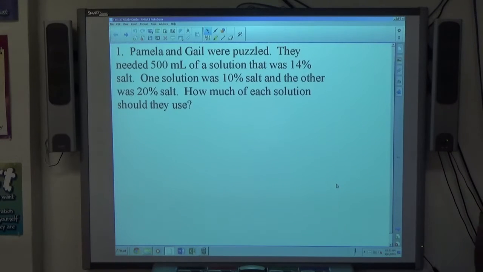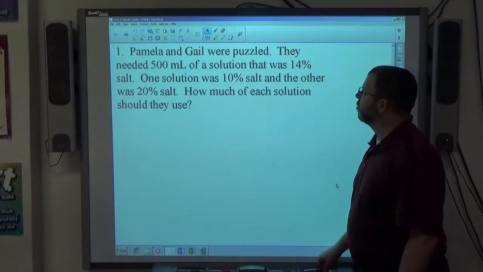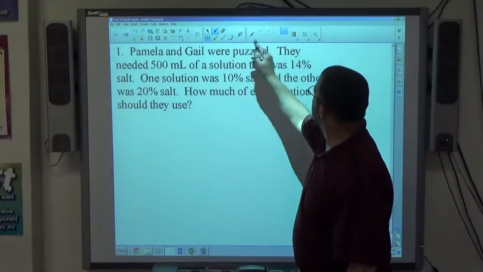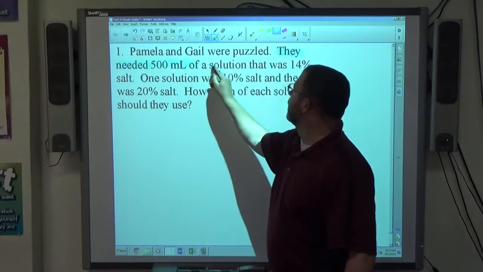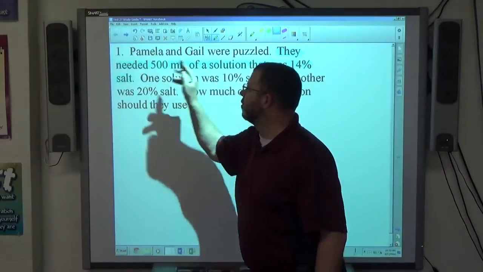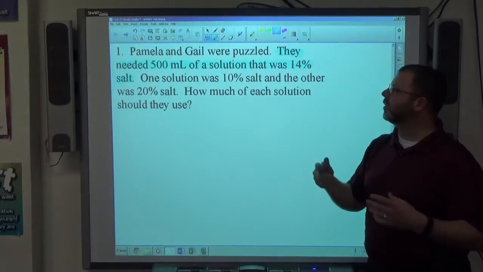Pamela and Gail were puzzled. They needed 500 milliliters of solution that was 14% salt. So let's focus on that statement. They needed 500 milliliters of a 14% salt solution. So that's their end result. That's what they want to come up with.